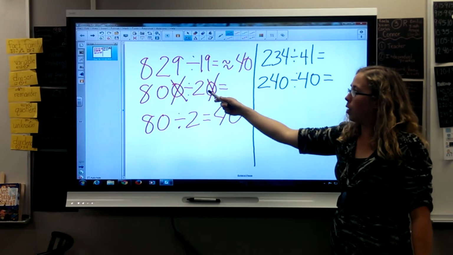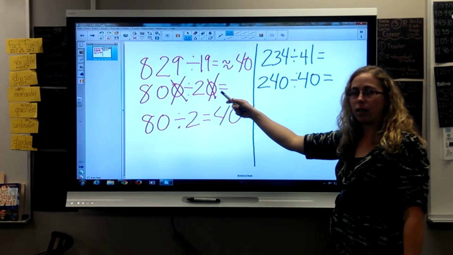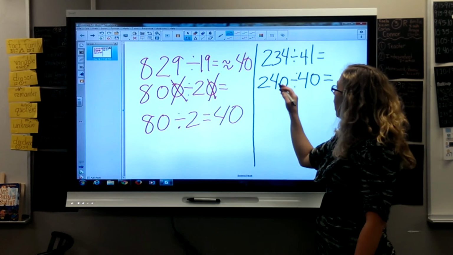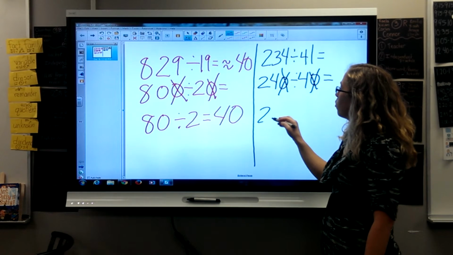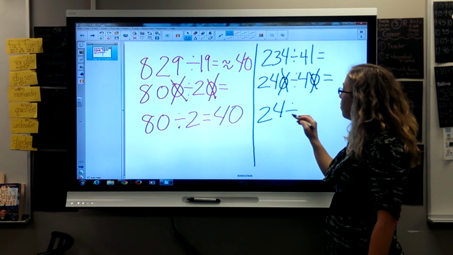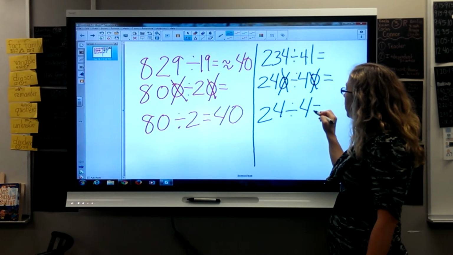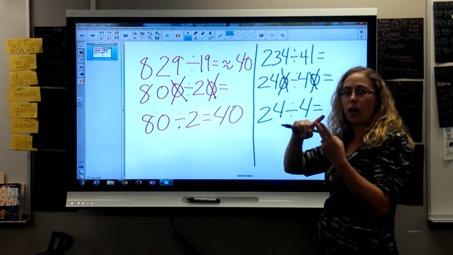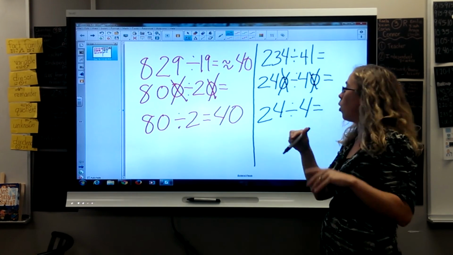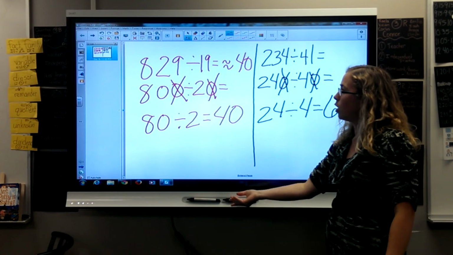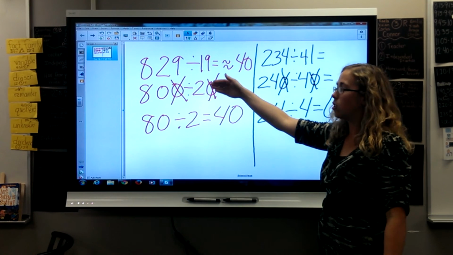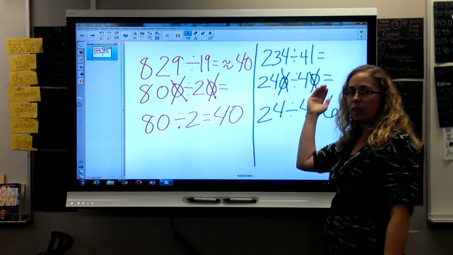So remember, just like we did over here, if there's a 0 on this side of the division sign and a 0 on this side, they cancel each other out. So then you end up with 24 divided by 4 is equal to, like we just figured, 4, 8, 12, 16, 20, 24. It's equal to 6. So that's how you can use rounding to estimate and compatible numbers to estimate your division.